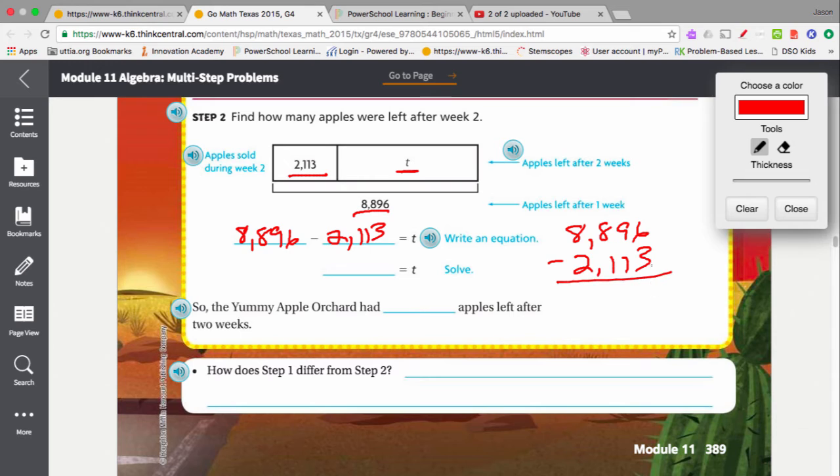8,896 minus 2,113. Let's subtract. 6 minus 3 is 3. 9 minus 1 is 8. 8 minus 1 is 7. 8 minus 2 is 6. So that's our answer. 6,783 equals T, which means that there were 6,783 apples left after 2 weeks.